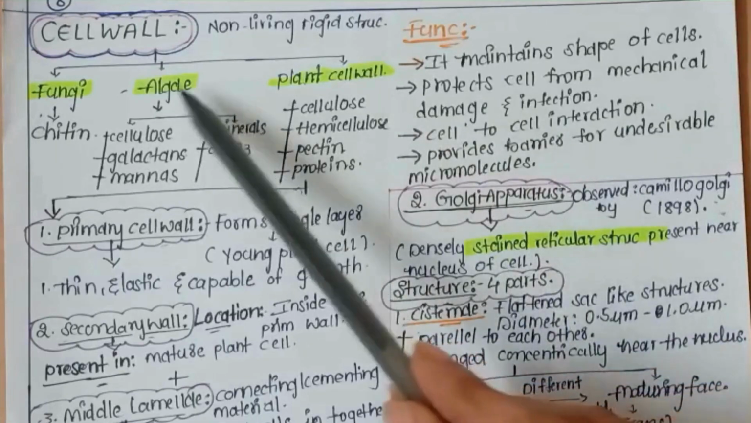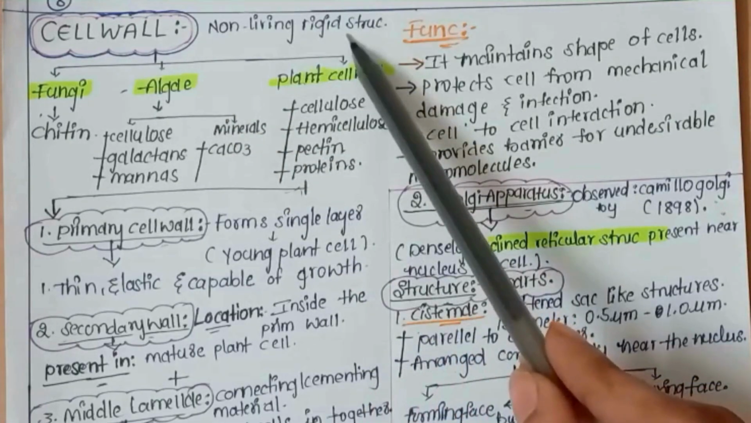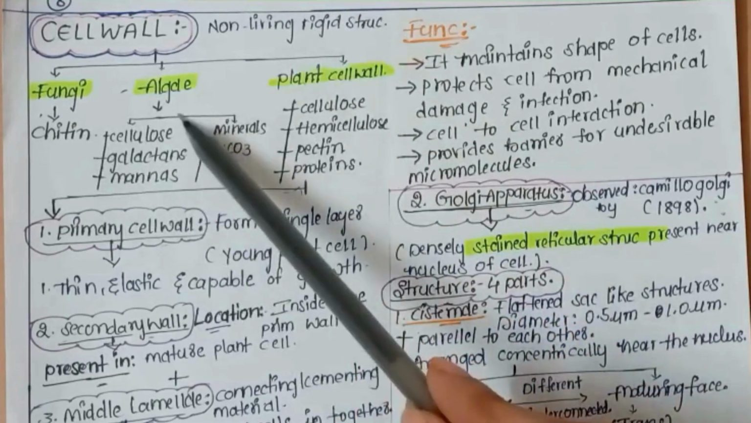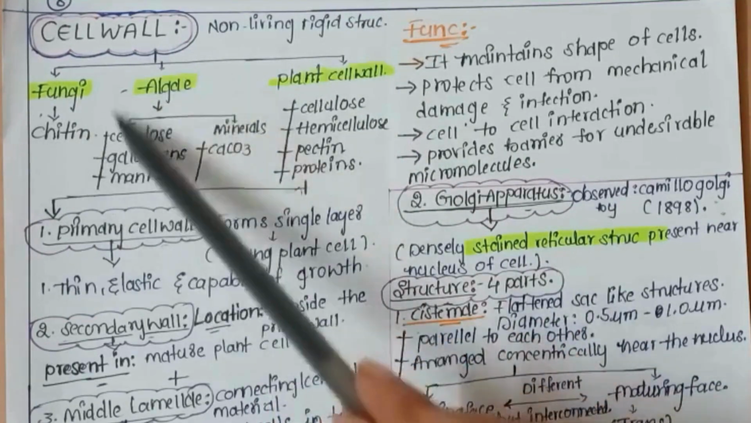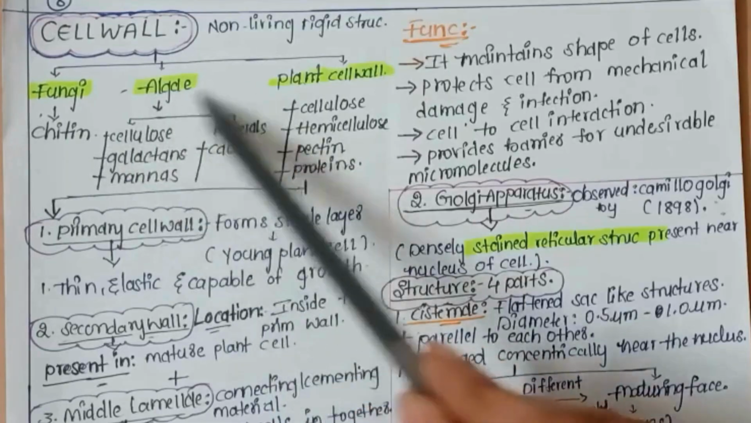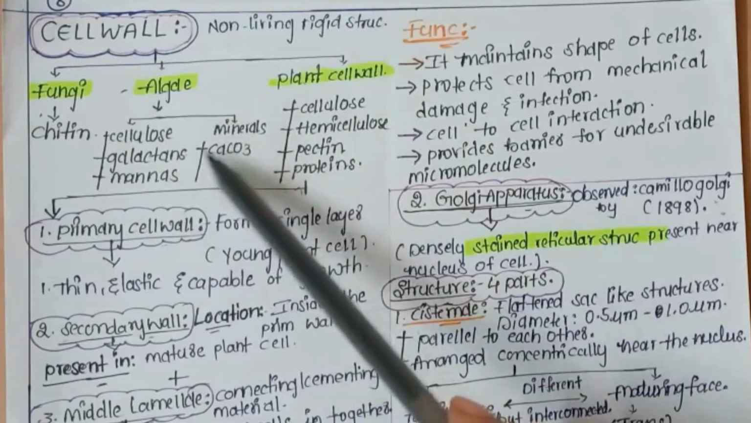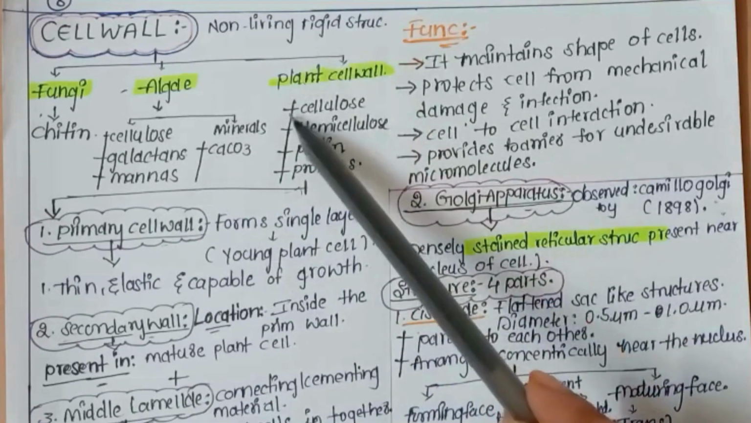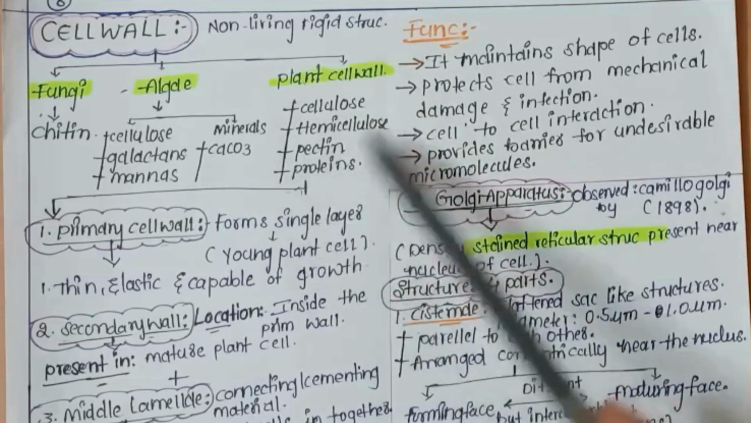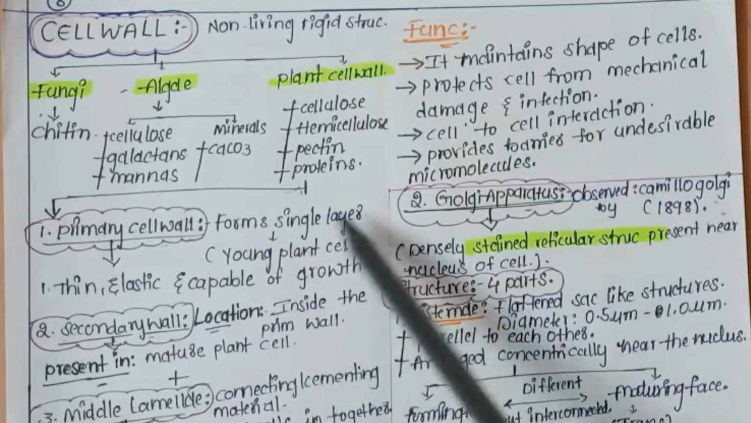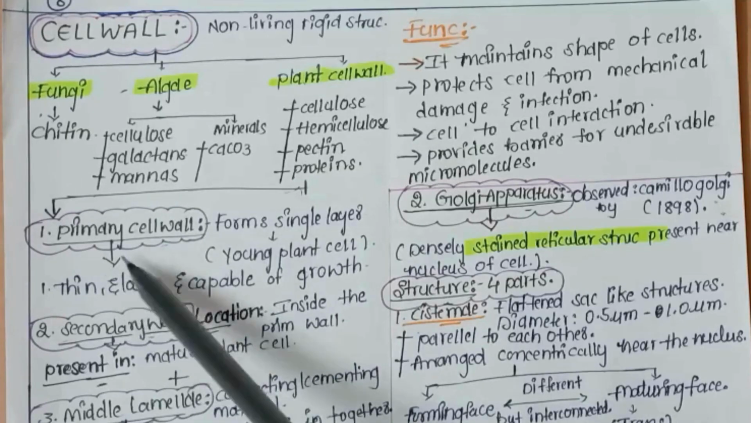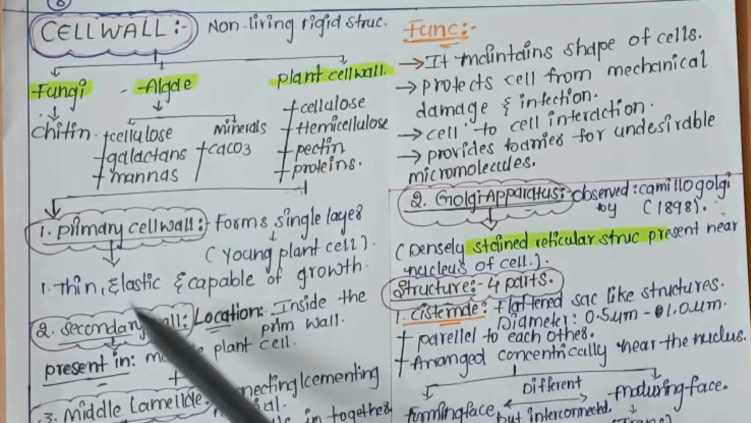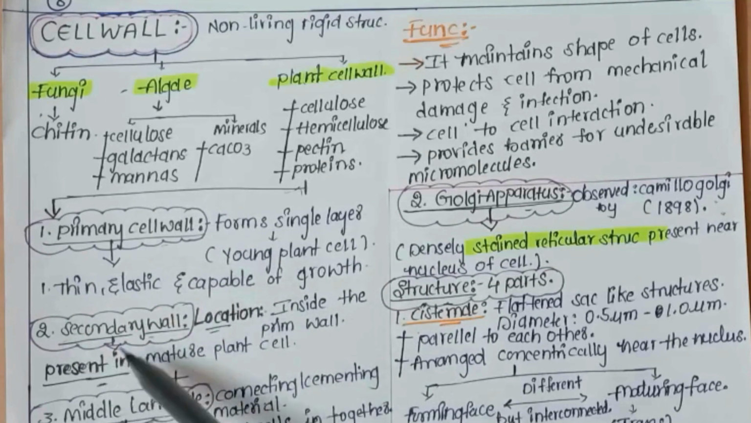Let's discuss the cell wall. It is a non-living rigid structure which is found in fungi, algae and plant cells. Here in fungi it is composed of chitin, in algae it is composed of cellulose, galactans and some minerals like calcium carbonate, and in plant cells it is composed of cellulose, hemicellulose, pectin and proteins. Based on the age of the plant cell, in a young plant cell it forms a single layer which is thin, elastic and capable of growth, known as the primary cell wall, and in mature plant cells inside the primary cell wall it forms a secondary cell wall.